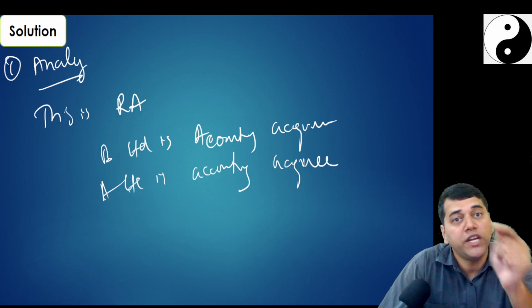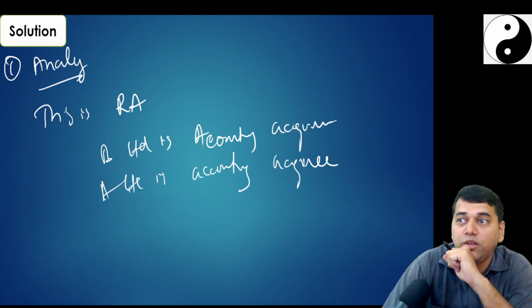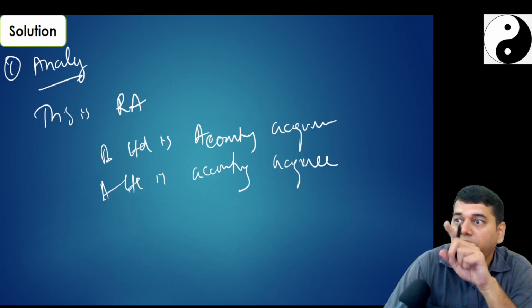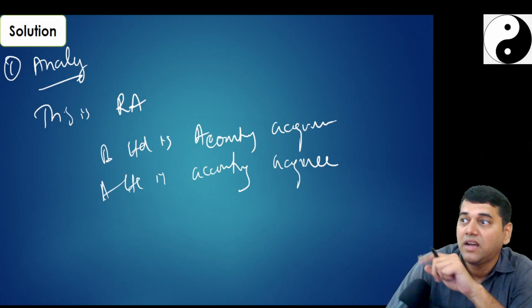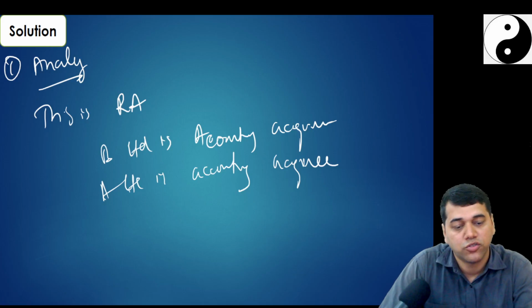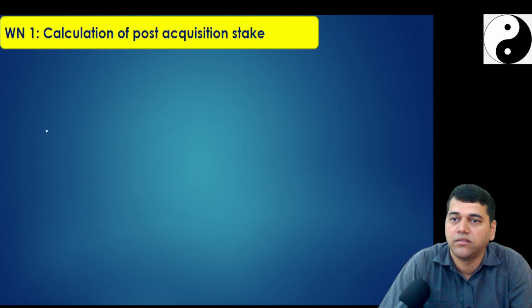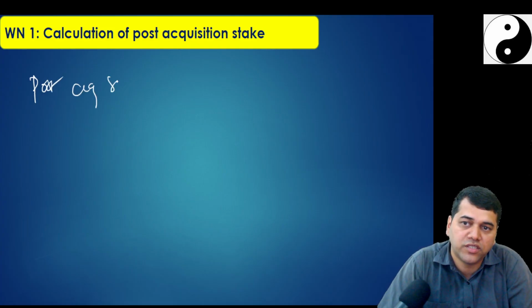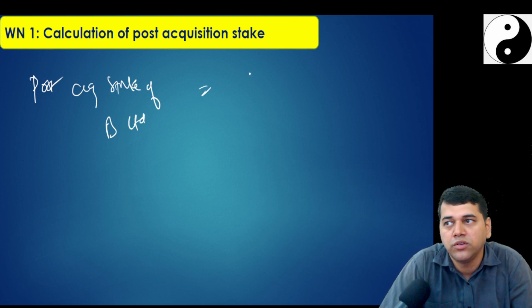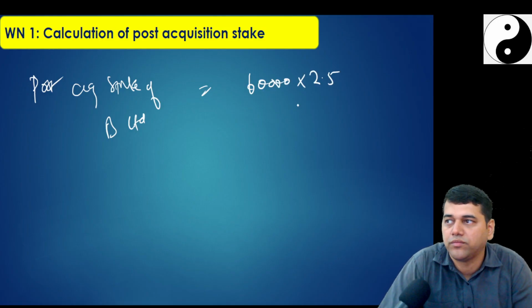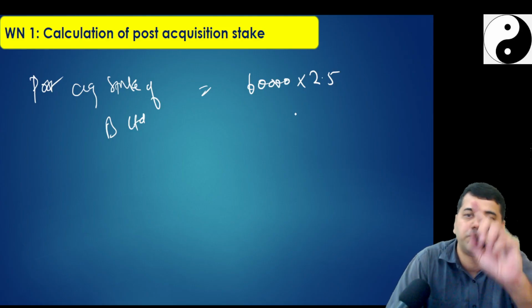In the given question, they only told you the post acquisition stake. What will they not tell you in the examination? If you look at the previous question, they didn't tell you. We did this 150 divided by 250. But here the number of shares is different. Previously it was 100 shares, in this case it is 300 shares. So this is the same theory. We will calculate the post acquisition stake. The post acquisition stake of B Limited is equal to the shares you issued, 60,000 into 2.5. In the examination, you can skip this if they already give you 83.33%.